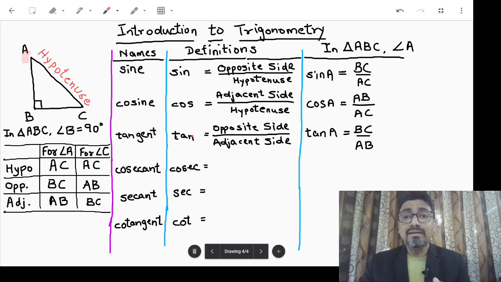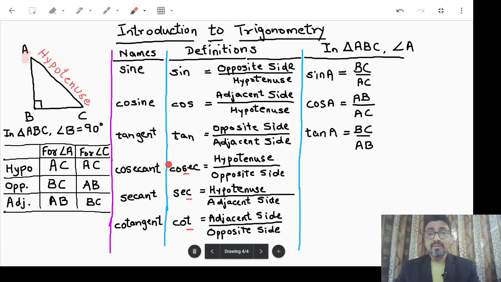Observe the third letter of the names of the new trigonometric ratios. In cosec, the third letter is S, which is the reciprocal from the original. What starts with S? It is sine. So cosec is reciprocal of sine. Sine was opposite upon hypotenuse. Cosec will be reciprocal, hypotenuse upon opposite.